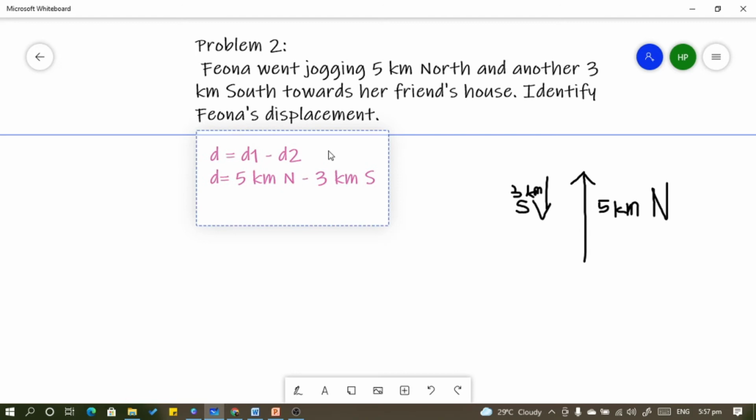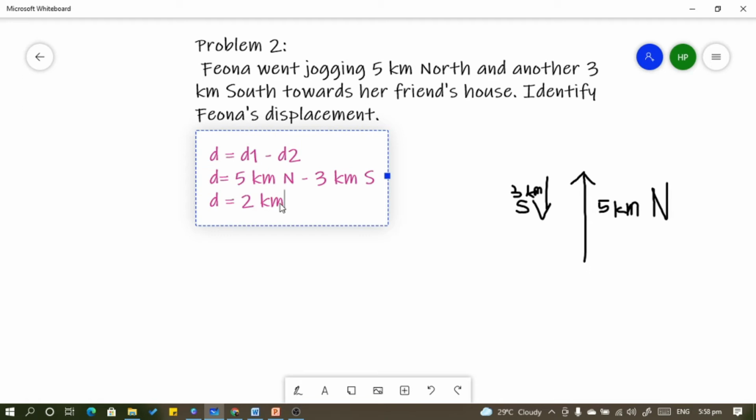What is Fiona's total displacement? 5 kilometers north minus 3 kilometers south is equal to 2 kilometers. So what would be the direction? In this situation, we will follow the sign of the highest given number, and the highest number given here is 5 kilometers, so we're going to use north as our direction. So the answer is Fiona's displacement is 2 kilometers north. Now let's move on to the next problem.